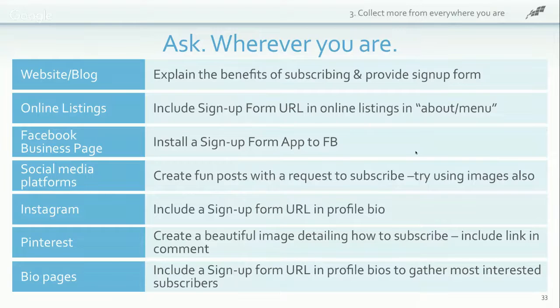For online listings, if you feature your menu of services, products, or cuisine on any online listing sites, add a sign-up URL to those locations. Add a sign-up app to Facebook. Constant Contact has a great little app that gets you very easily added to social media, and it gives them a one-click ad to get their email address into your Facebook business page sign-up form.